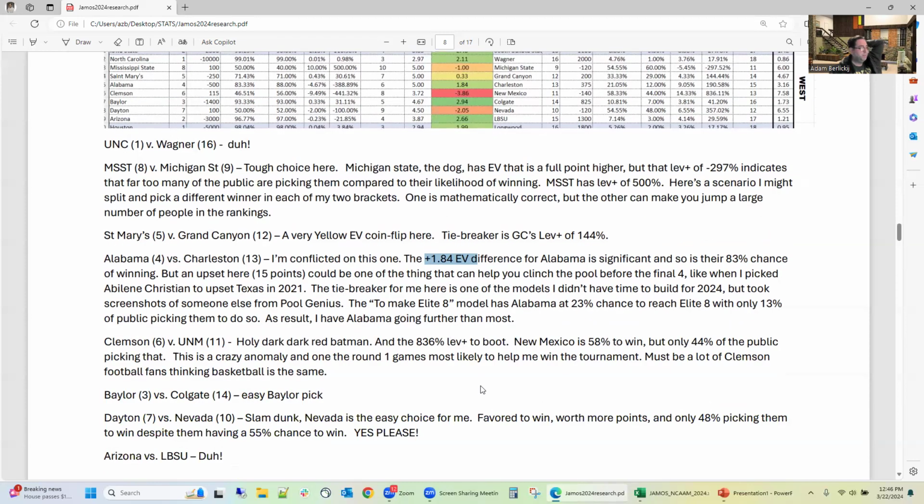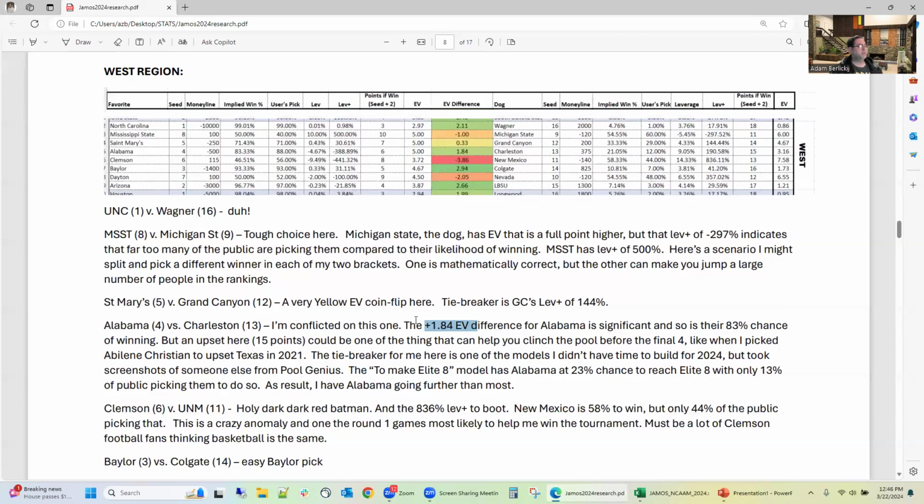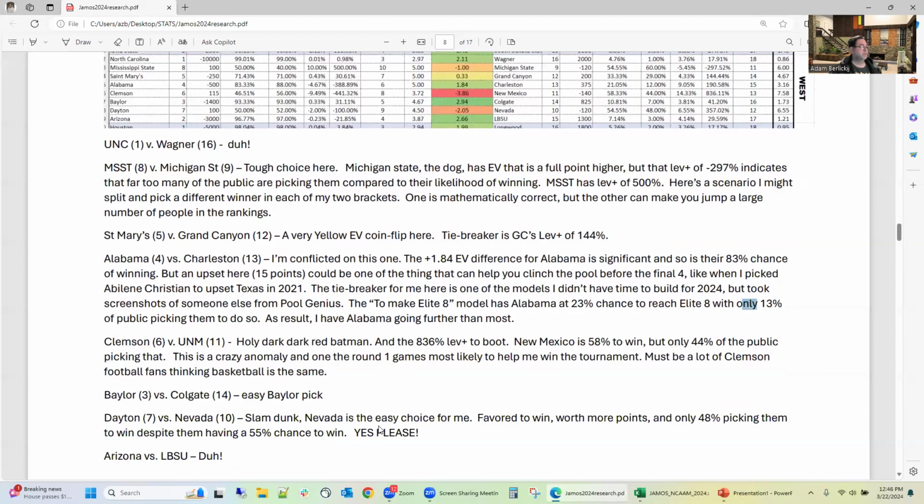But I think I'm going to have Alabama going further than most, mainly because I looked at somebody else's Elite Eight model, and Alabama has a 23% chance to reach the Elite Eight, but only 13% of the public picked that. So that's one of those things where you jump a lot of people in the standings.